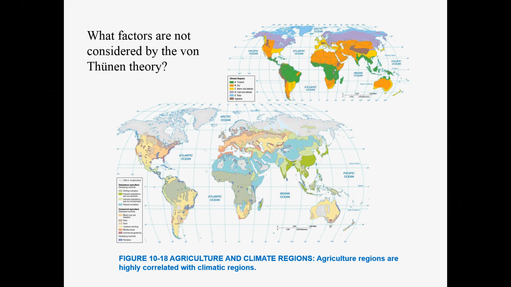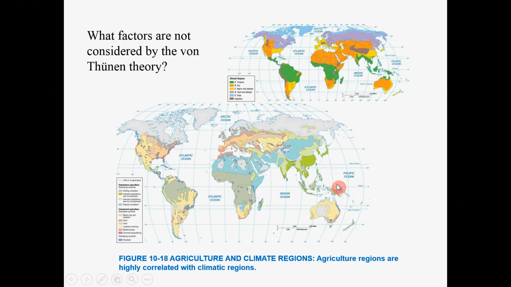On this map, you can see more clearly what factors are not considered by Von Thünen's theory. This is a map that shows different climates, because climate has a strong influence on the practice of agriculture. If you assume away the influence of climate, you miss a very big picture. On this climate map, you can see the tropical regions, these tropical rainforests, and this corresponds to slash and burn agriculture. And in the desert regions, that corresponds to animal herding. Therefore, climate has a significant impact on agriculture.